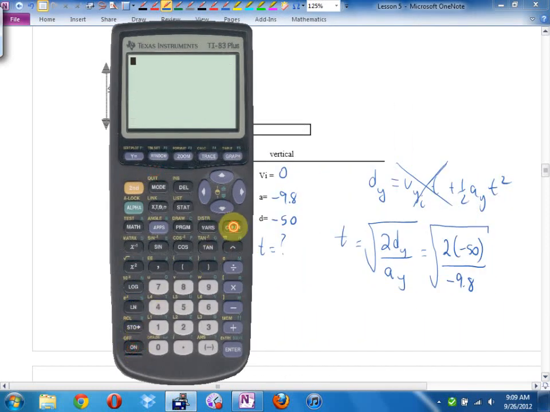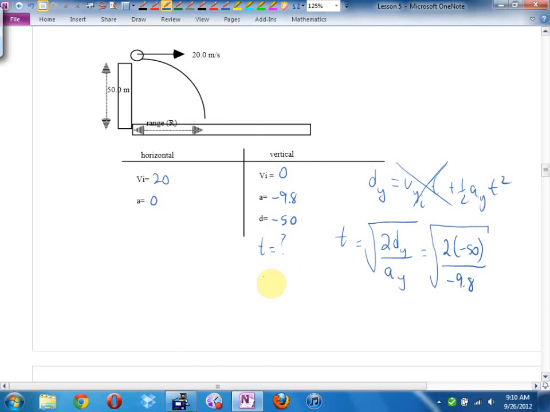For big square roots, I generally type what's inside the square root first, like this, and then I go square root answer button. And I get a time of flight of 3.19 seconds. And since that's an answer they wanted me to find, I'll put a box around it, also because I'm going to use it. That was the first thing they wanted me to find.